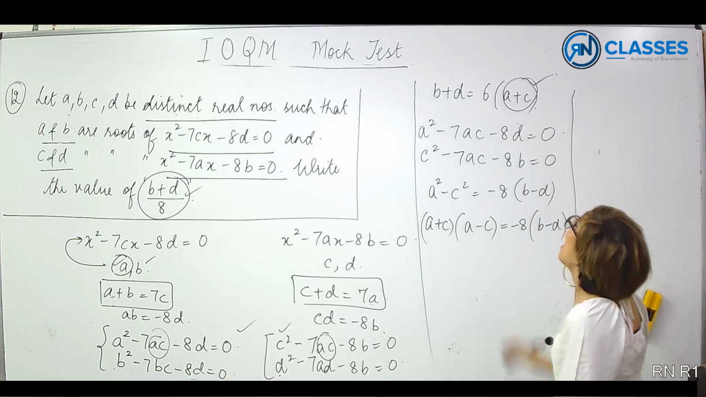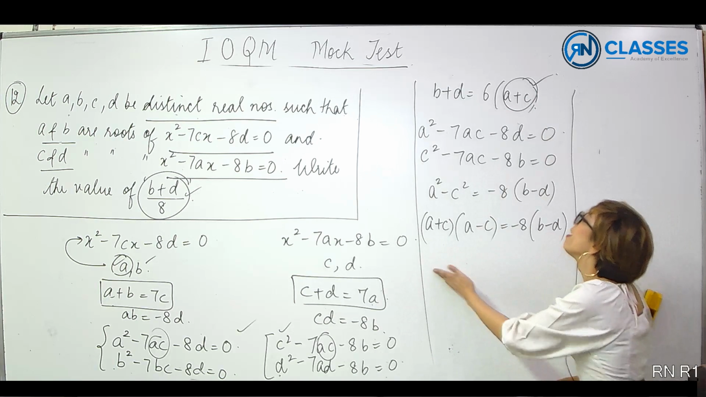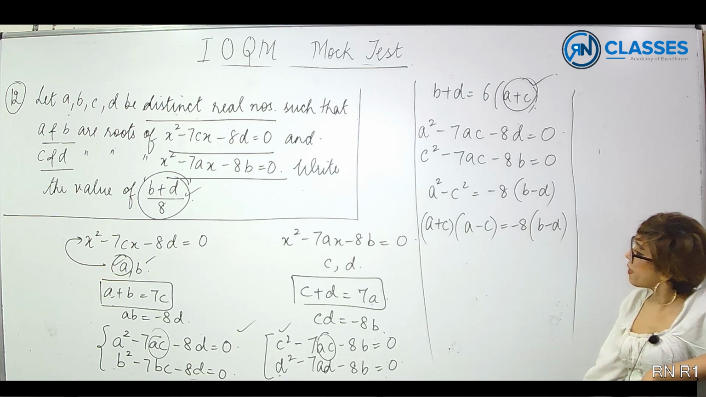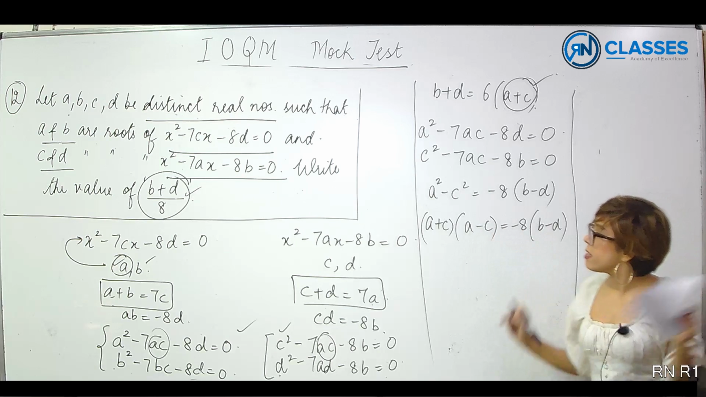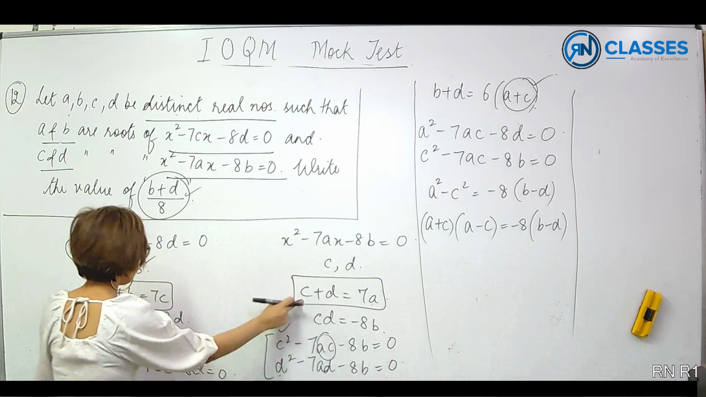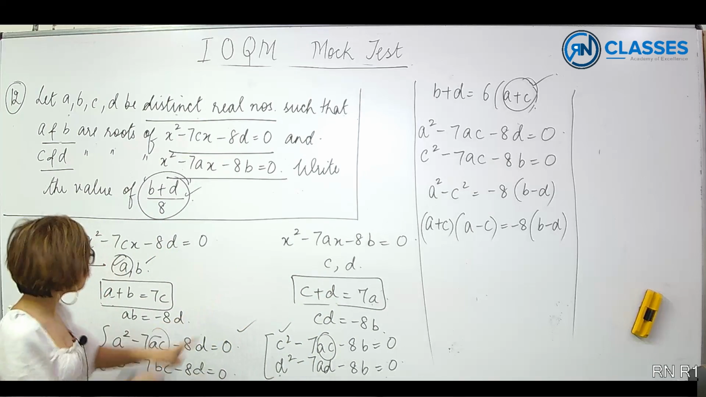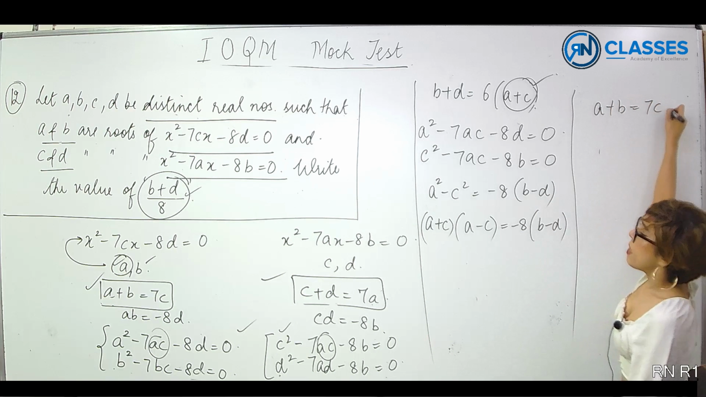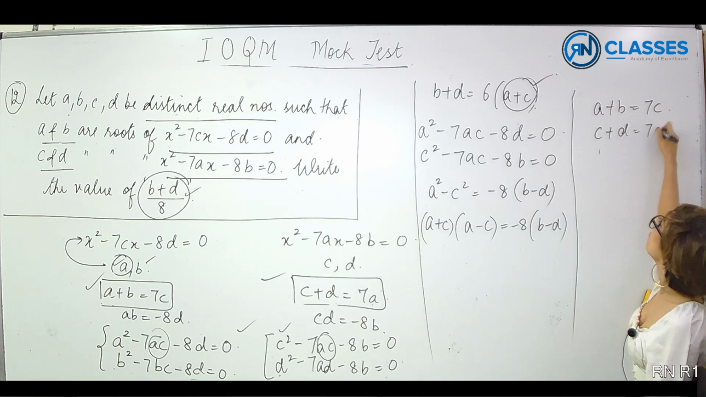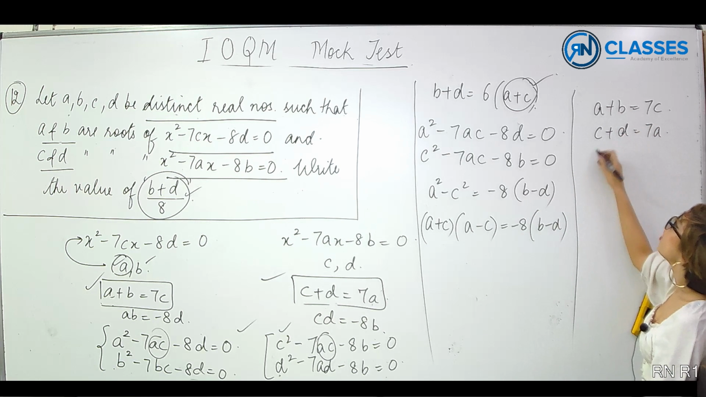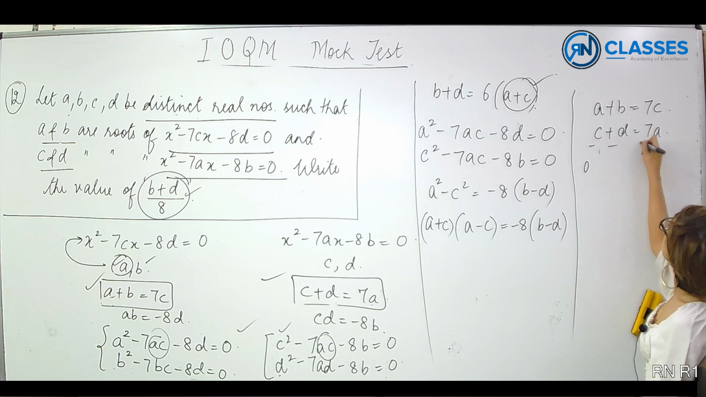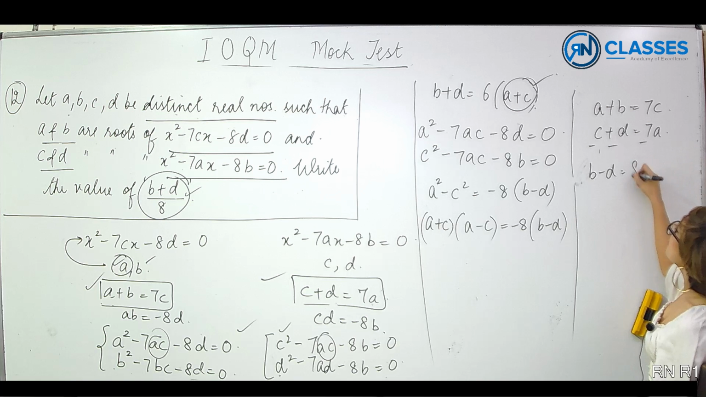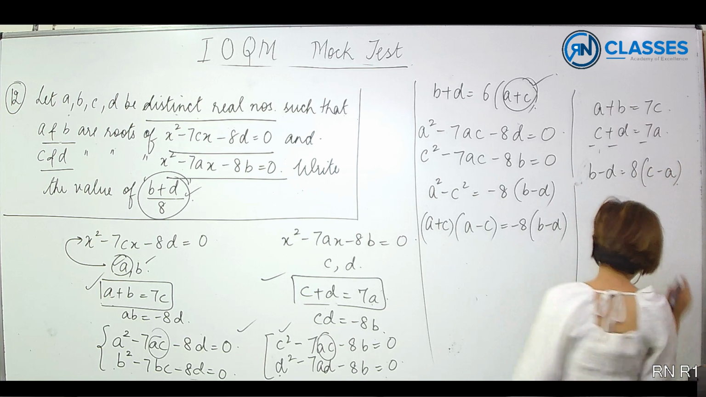The problem doesn't solve. I wanted A plus C. Now A plus C has A minus C and B minus D along with it. Interesting. Wait a second. A minus C and B minus D. A minus C, B minus D might come from these two relations again. Let me rewrite them. A plus B is equal to 7C and C plus D is equal to 7A. Right? I want A minus C, subtract the two. So I will get B minus D equal to 8 into C minus A. Just check it out.